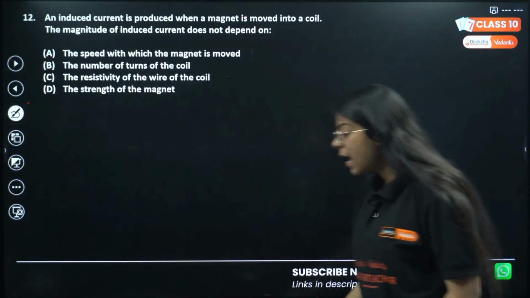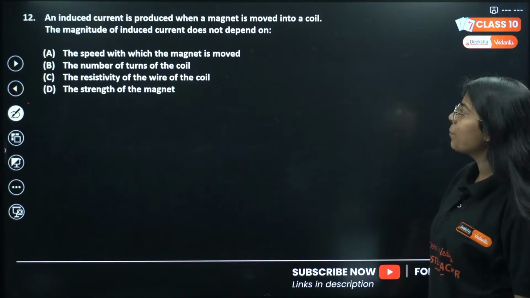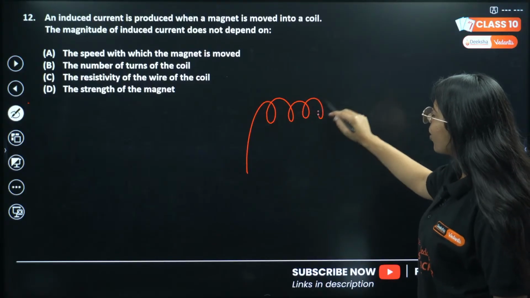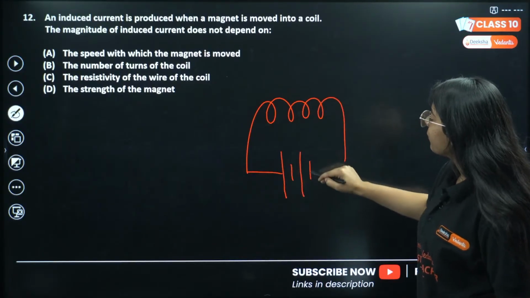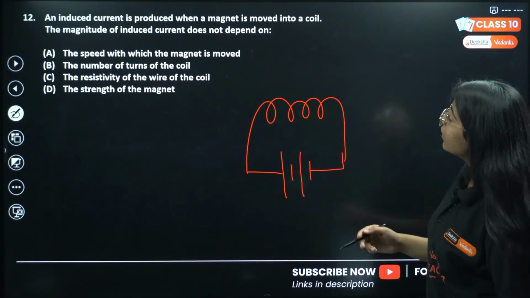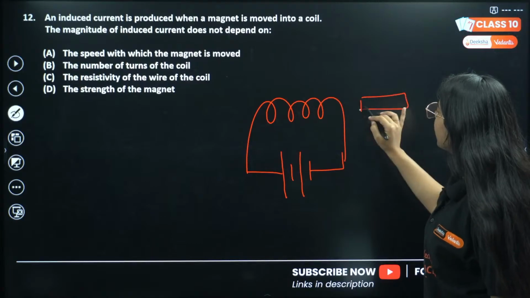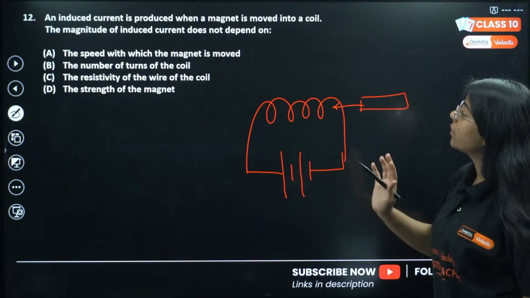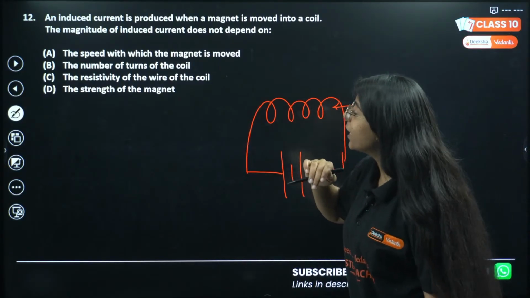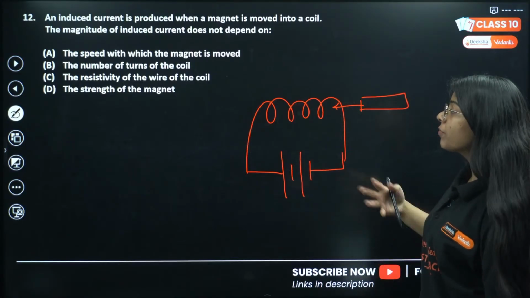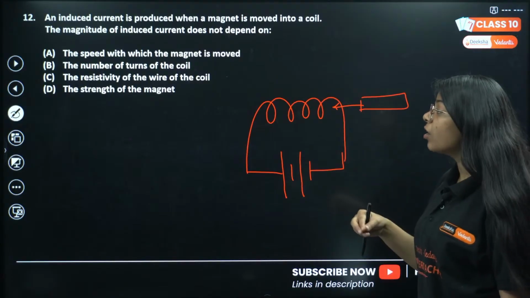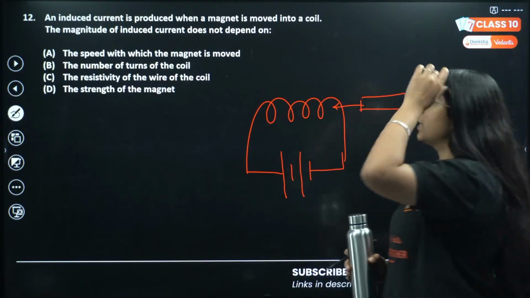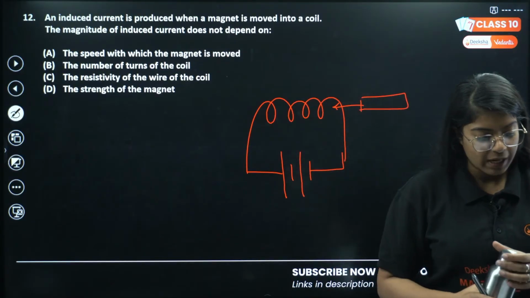And it asks, an induced current is produced when a magnet is moved inside a coil. Coil is generally, we talk about solenoid. So we say that we have a magnet which is moved inside the coil. The magnitude of induced current does not depend on what? The speed with which the magnet is moved, the number of turns of the coil, the resistivity of the wire of the coil, or the strength of the magnet. Okay, Pankaj is saying B. B is the number of turns of the coil, are you saying?